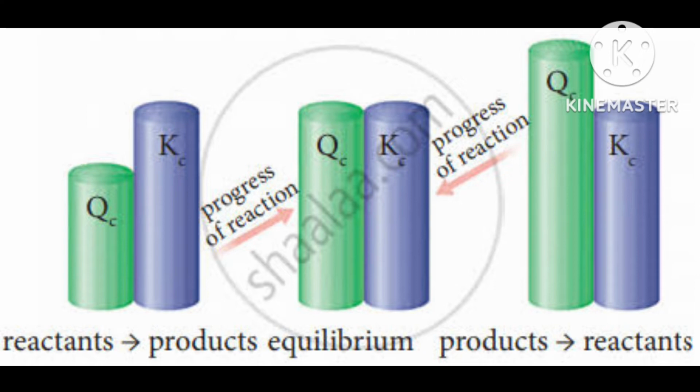And in the other case, if the Kc value is less than 10 to the power minus 3, minus means very less, 1 divided by 1000. You see that you are writing 10 to the power minus 3; where 1000 is large, 1 upon 1000 is very less. Then if the Kc value is less than 10 to the power minus 3, what will you conclude?